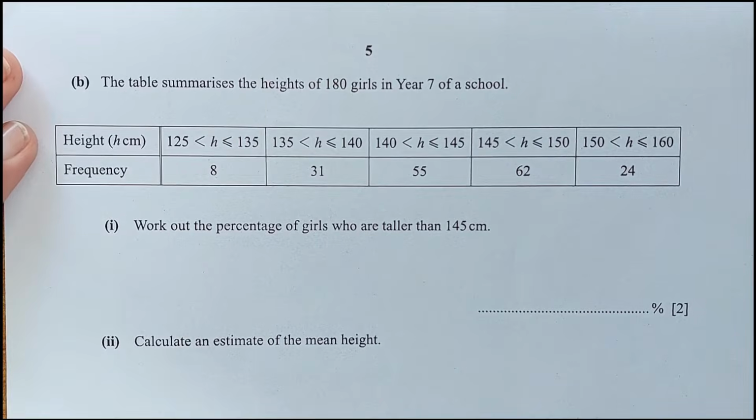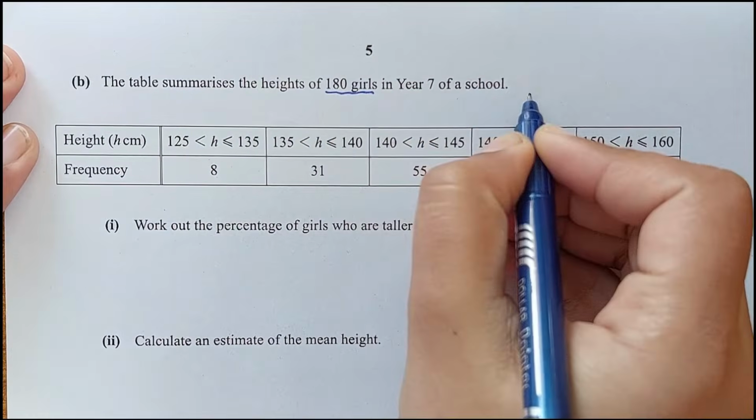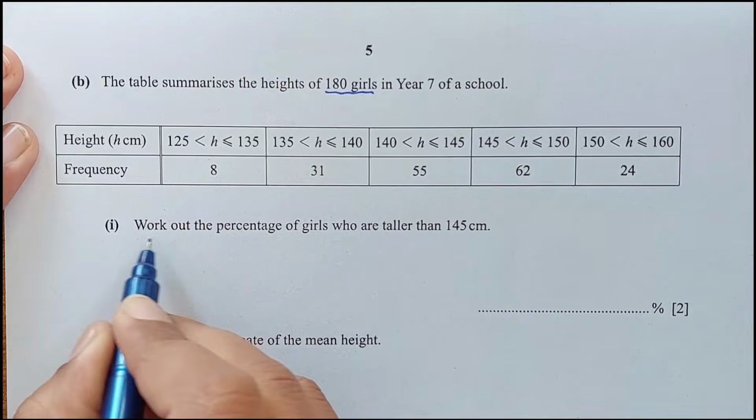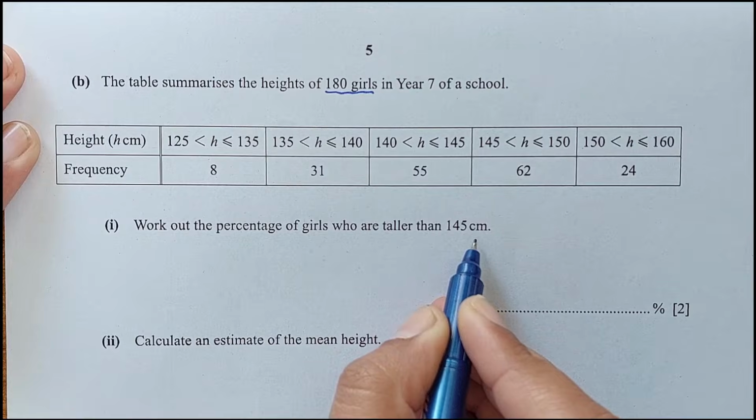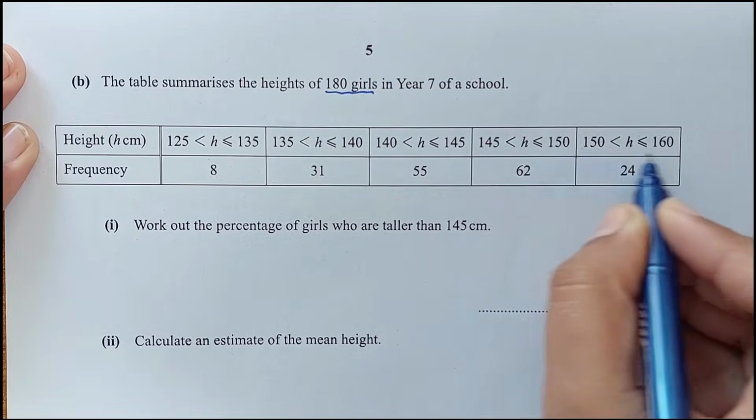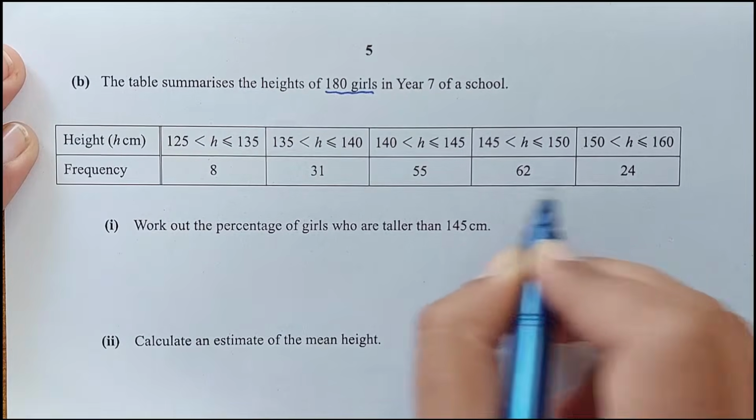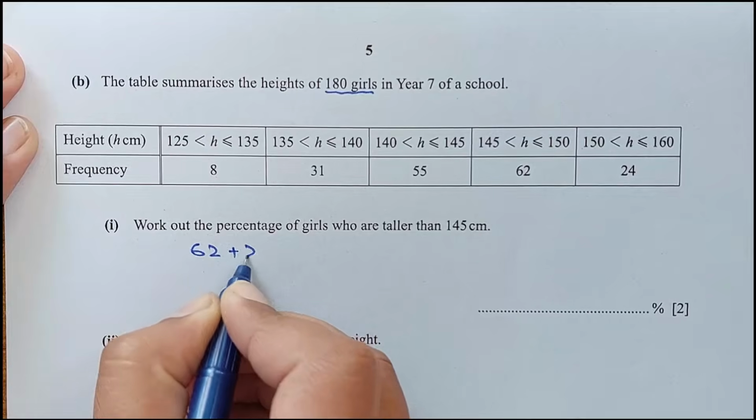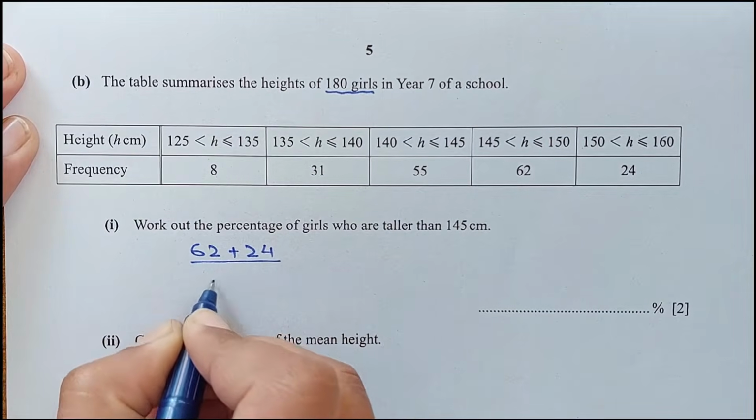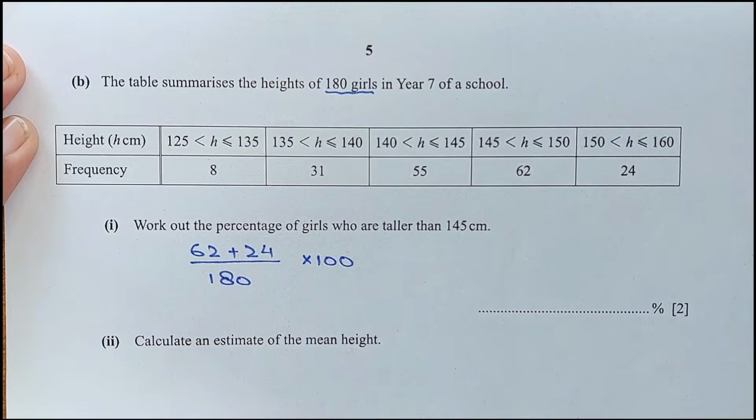Now for part B, the table summarizes the heights of 180 girls in year 7 of a school. Height and frequency. Number 1. Work out the percentage of girls who are taller than 145 centimeters. The girls taller than 145 centimeters are in 145 to 150 and 150 to 160, these two frequencies. Okay, so 62 and 24 out of 180 girls, and we have to find the percentage, so times by 100.